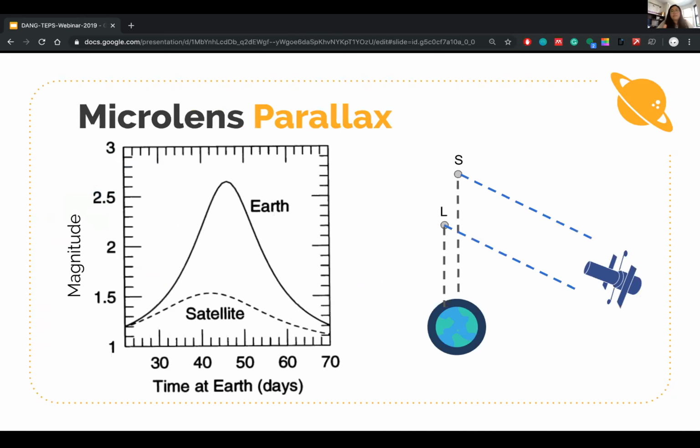And this difference between the two light curves gives you this quantity known as the microlensing parallax, which tells you how far away the lens is and how far away the source is. And once you know this, then you can get the mass of the lens.